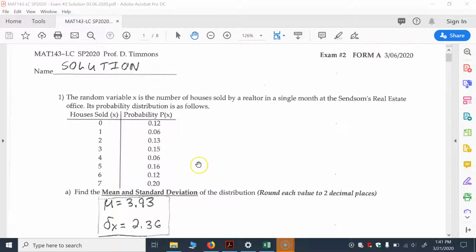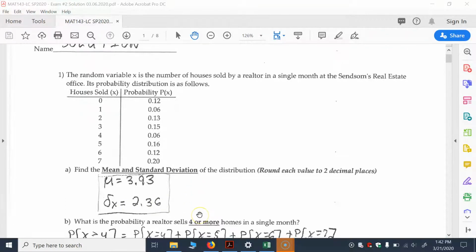So to find the mean and standard deviation, you really just want to put this in the TI. Remember, we can find the mean manually. The standard deviation, we need the technology. So, right? Use your L1, L2 lists, put the information in, run that one variable stats procedure. So for Form A, you get 3.93 for mean and 2.36 for standard deviation.